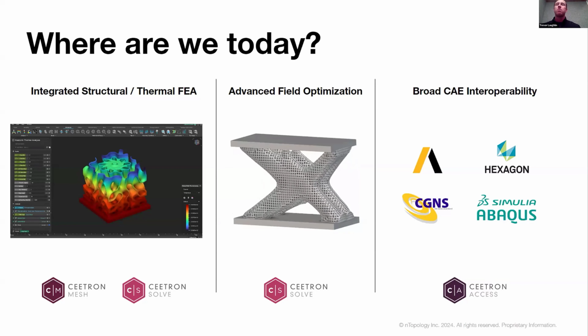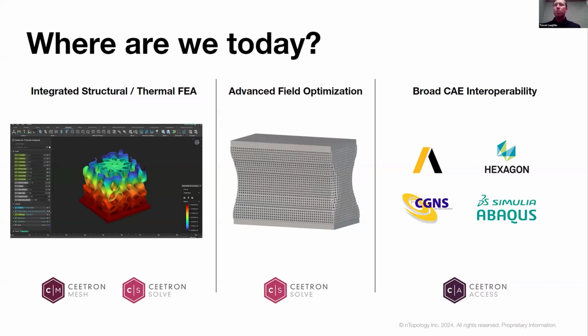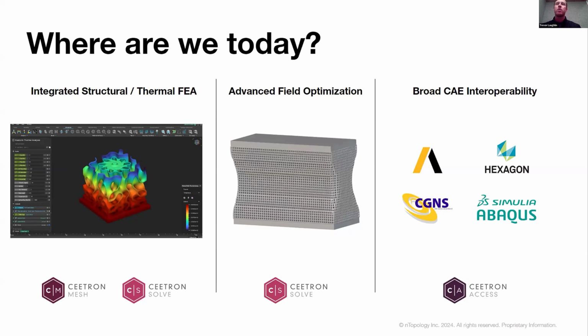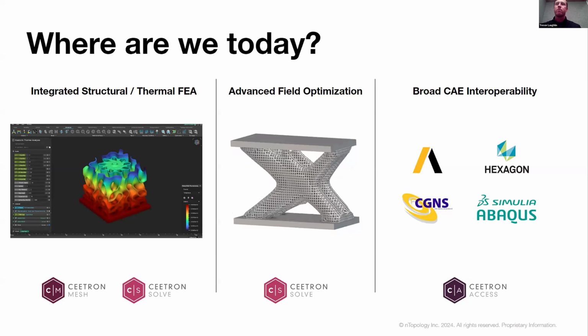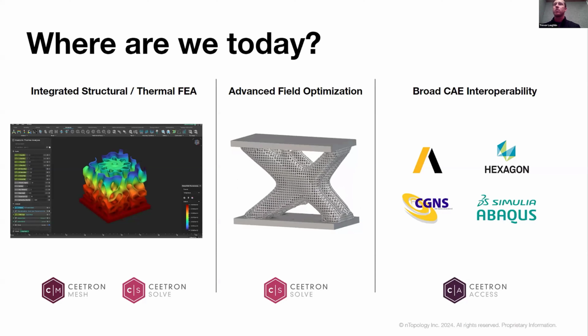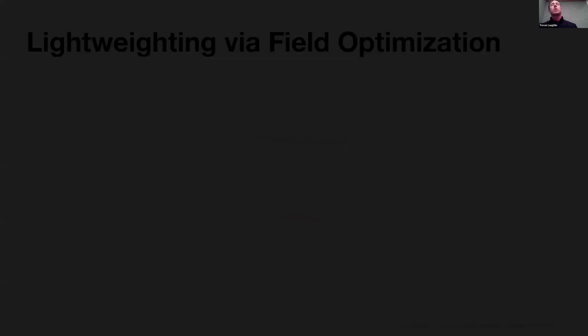And then last, being able to build out a pretty broad suite of interoperability between a lot of the different tools that our customers use alongside nTop: ANSYS, Hexagon, or Nastran products, CGNS for a lot of fluid flow applications, and Abaqus is another example for some of the structural and especially nonlinear applications that we sometimes find our customers working on. So a couple examples.